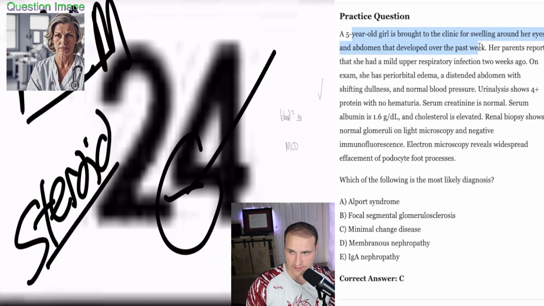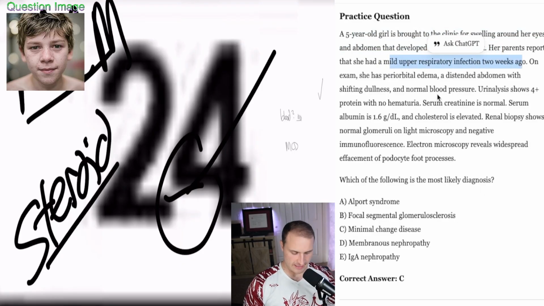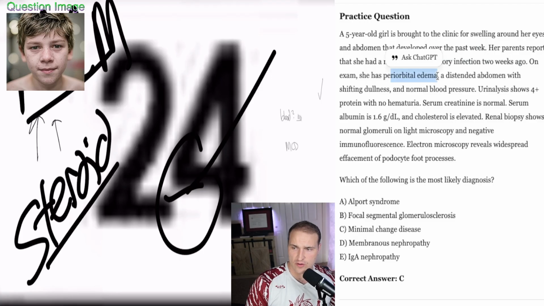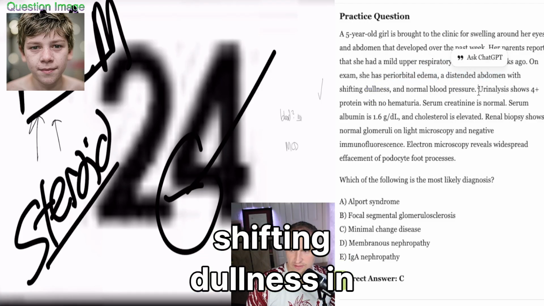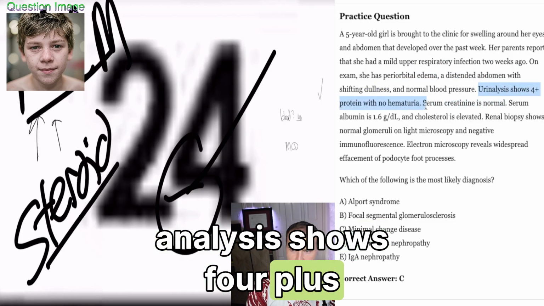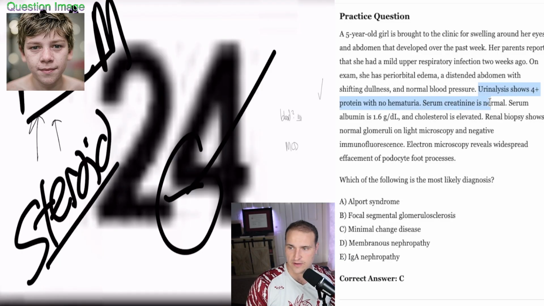All right, in our next question, we have a 5-year-old girl brought to the clinic for swelling around her eyes and abdomen that developed over the past week. Her parents report she had a mild upper respiratory infection 2 weeks ago, and someone updated the image to show a young boy or young girl. You can see right there in the image, that's the demographic we're talking about. On exam, we have periorbital edema, distended abdomen, shifting dullness, and normal blood pressure. Urinalysis shows 4+ protein with no hematuria. Serum creatinine is normal. Albumin is 1.6. Cool. And this is the most important part, I think: electron microscopy reveals widespread effacement of podocyte foot processes.